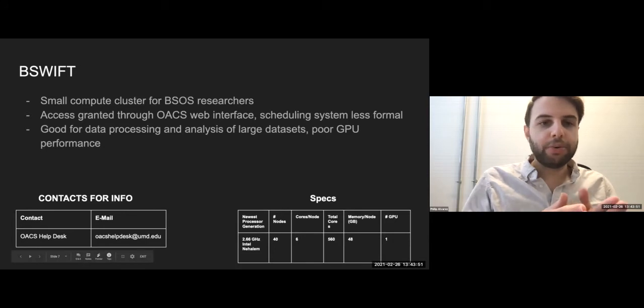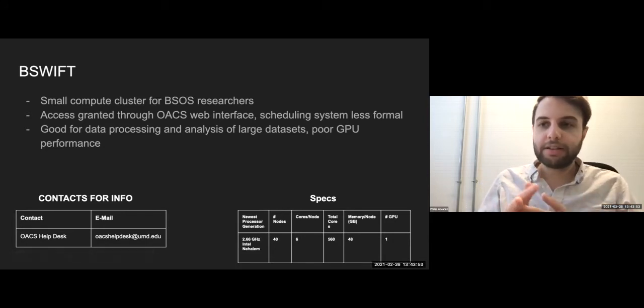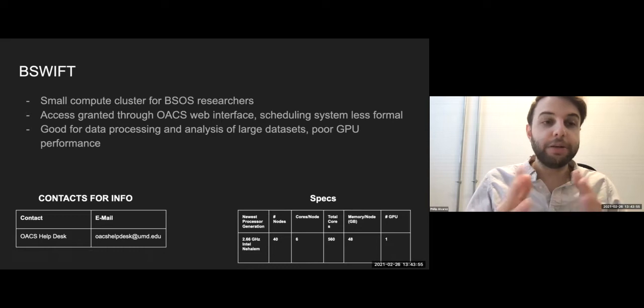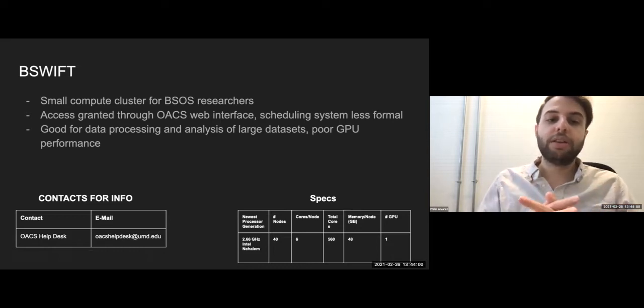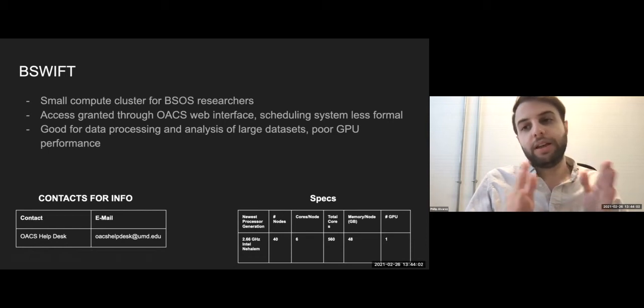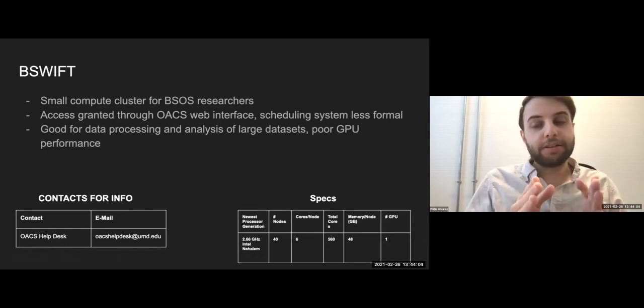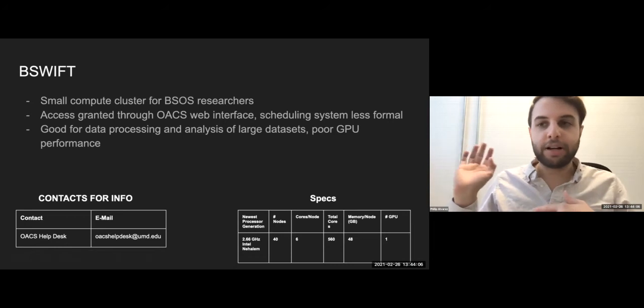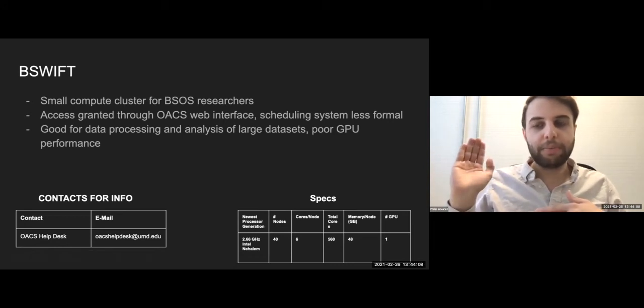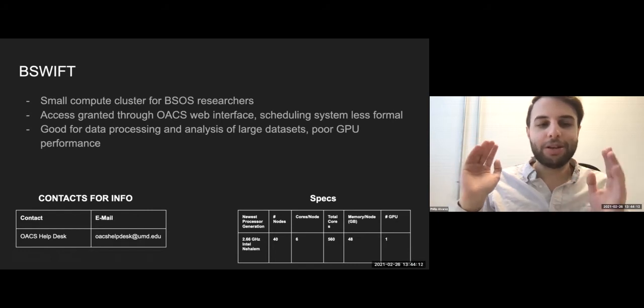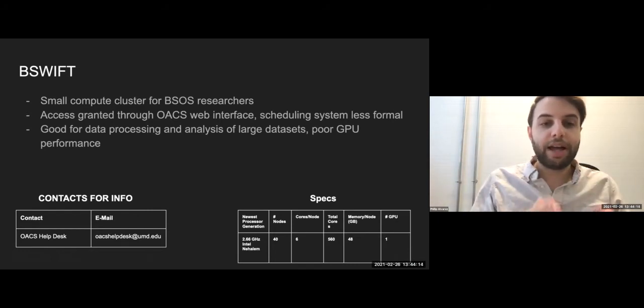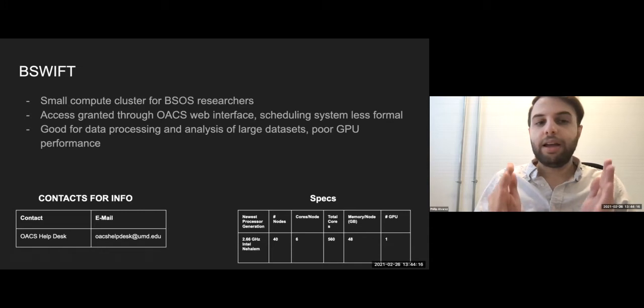So another supercomputer available to the behavioral sciences and social sciences department is Vswift. Vswift is accessed through the Office of Academic Computing Services. So in this case, if you're in the department, you don't need some sort of separate department contact to go email and beg for access to the supercomputers. You should have direct access through the Office of Academic Computing Services.